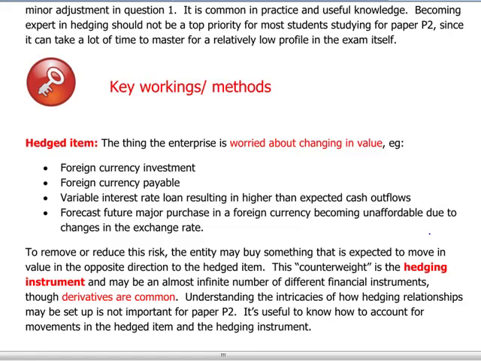In order to protect the hedged item, the entity enters into a financial instrument, most of the time a derivative, in order to counterweight the movement in the hedged item. This derivative or financial instrument, which is signed by the entity, is called the hedging instrument, which is helping me to protect my hedged item.